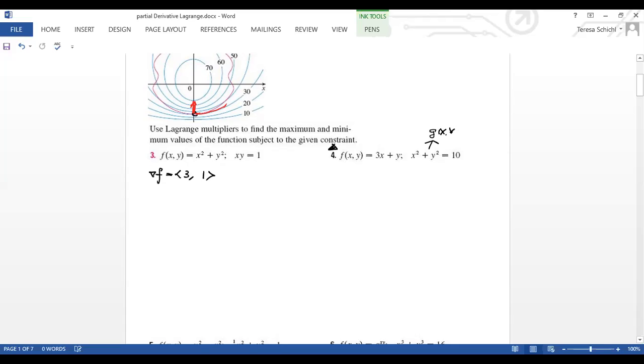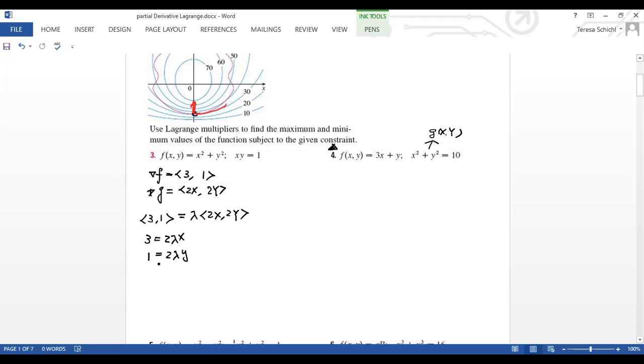This is my constraint, so this is g(x,y). In the same way, del g is 2x for the x part and 2y for the y part. Now I can put it together: (3, 1) is equal to lambda times (2x, 2y). So 3 is equal to 2 lambda x, and 1 is equal to 2 lambda y.